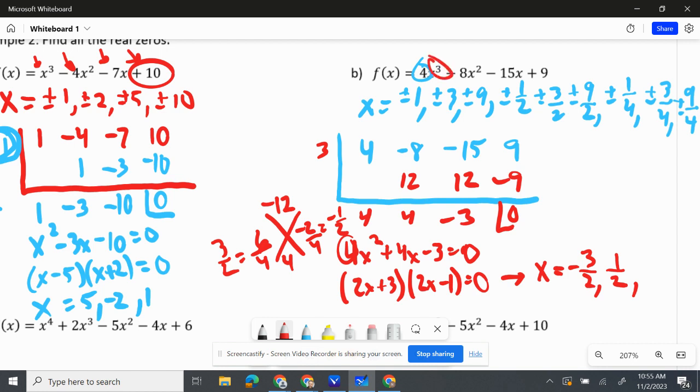Now, because it's a cubic, we should have 3 answers, so we have to remember our original one, which was 3.